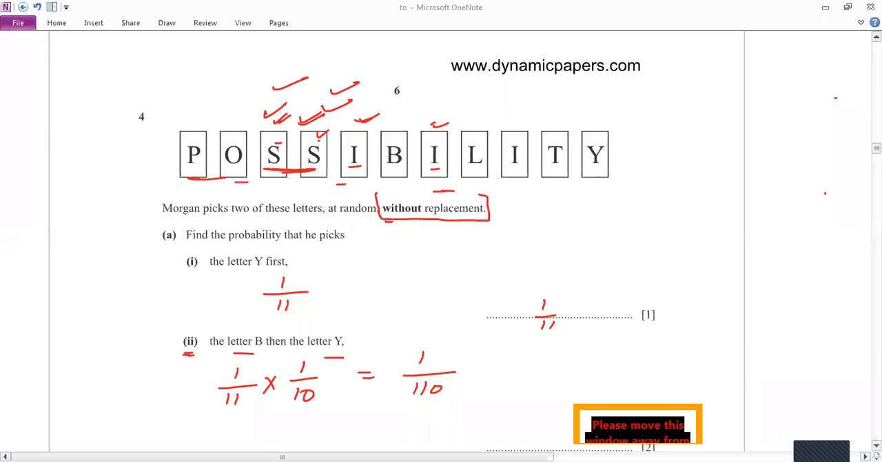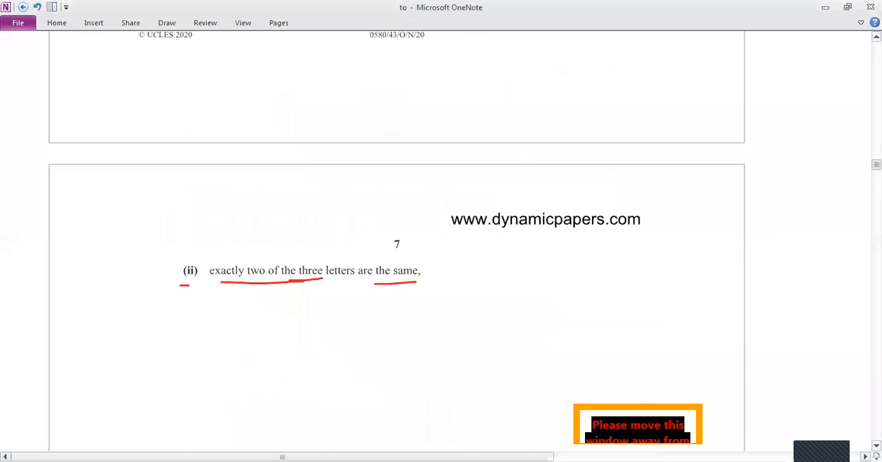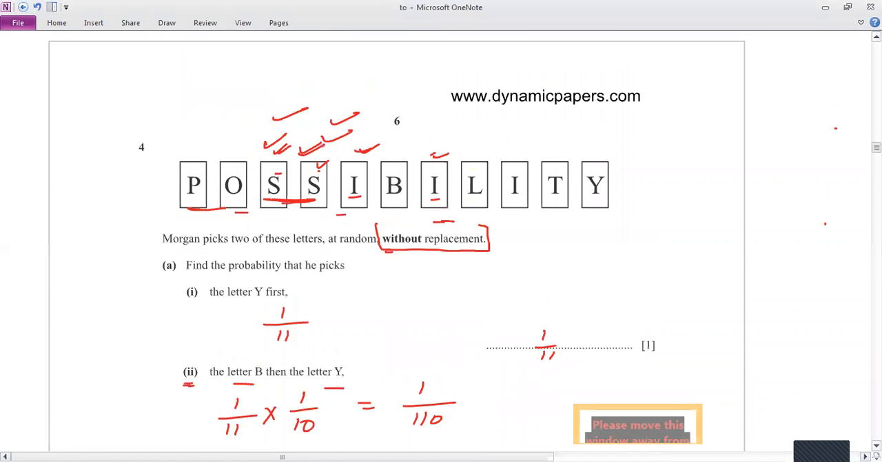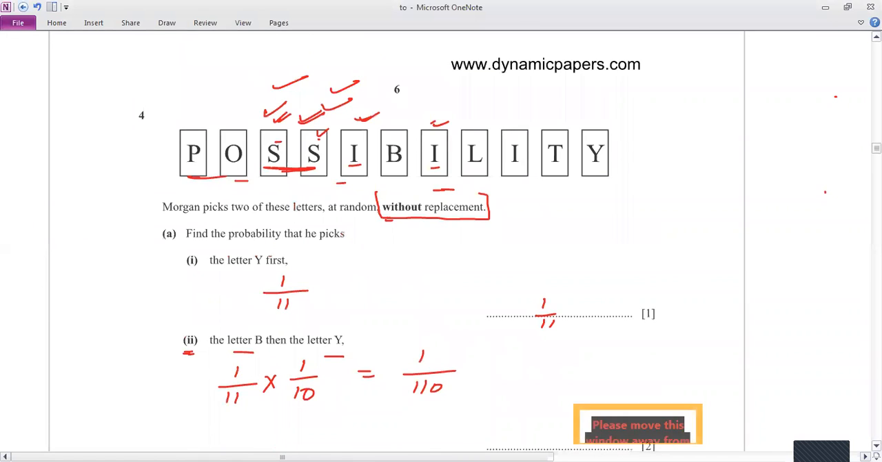All right, let's have a look at the question. The question is saying that it has exactly, right now if you look, it has exactly two of the three letters that are same. Now what can be the possibility? We are total having 11 letters. So exactly two should be same.